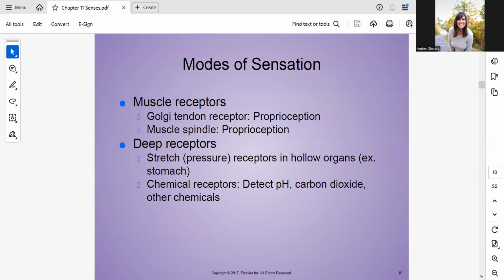All right, so modes of sensation, you have your muscle receptors, like your Golgi tendon receptors. This is the proprioception type. An example is Golgi tendon organs, found at the junction between muscle fibers and tendons. When you're lifting a heavy object, these receptors detect the increase in muscle tension. And if the tension becomes too great, they'll send signals to the spinal cord to stop the muscle contraction to prevent potential muscle damage from that excessive force.